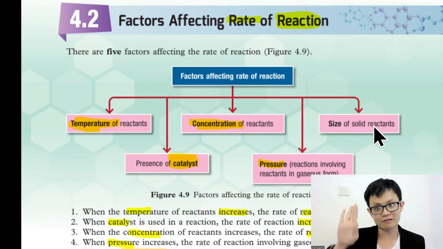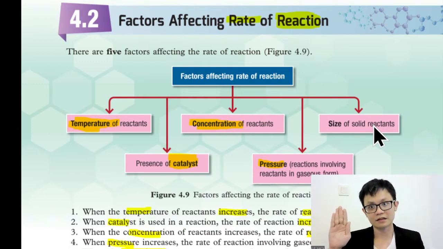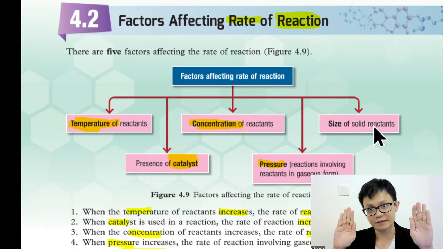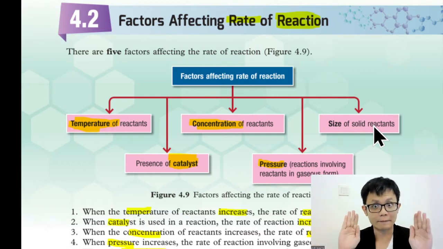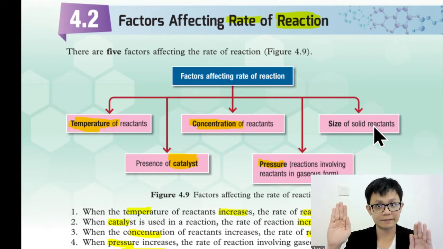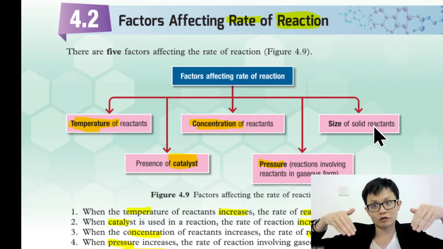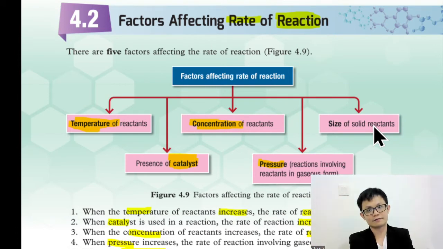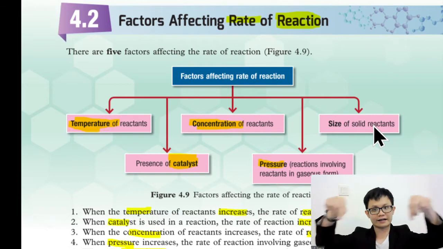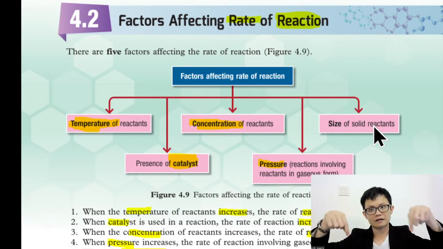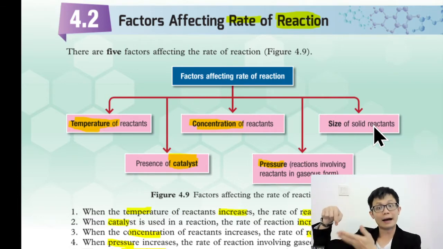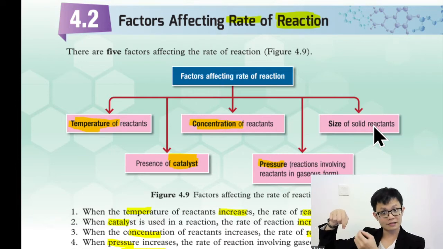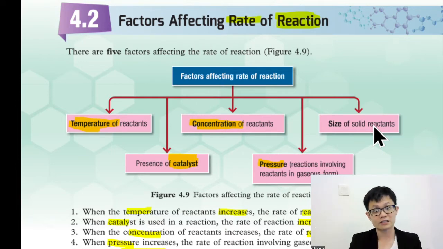So the fine one and the gula batu, I take 500 gram of each. Both have the same amount of sugar, and I put them in water, wait, or maybe stir it, to see which one is faster. Of course, the fine one is faster, because the size of the solid is smaller.